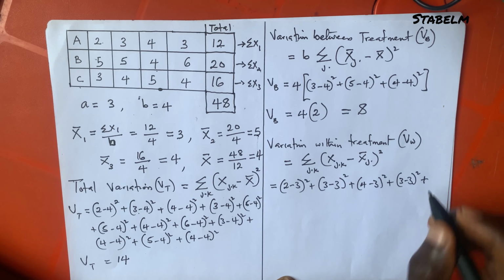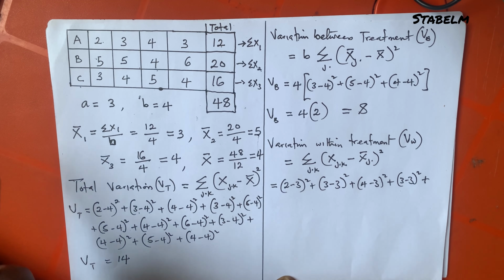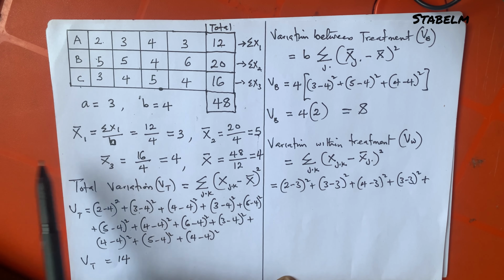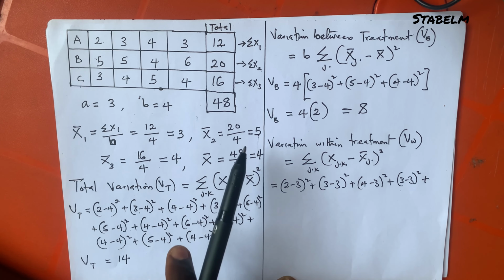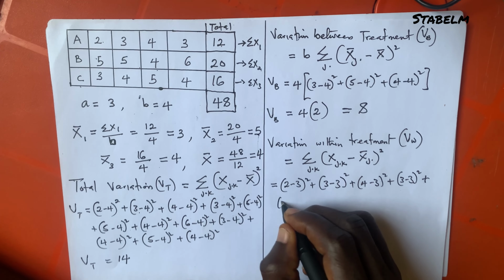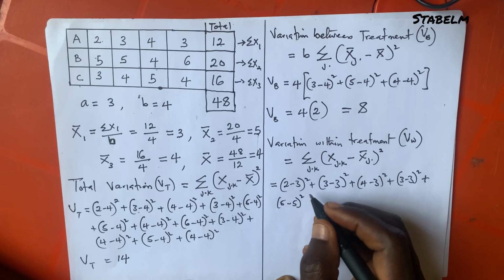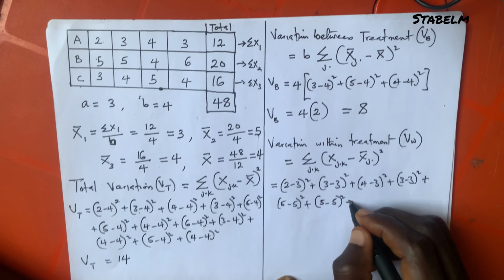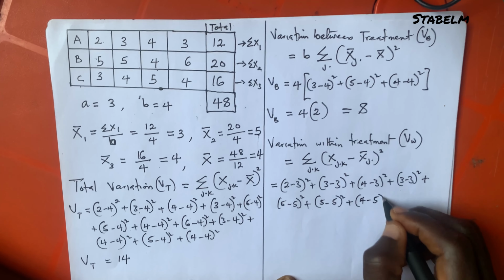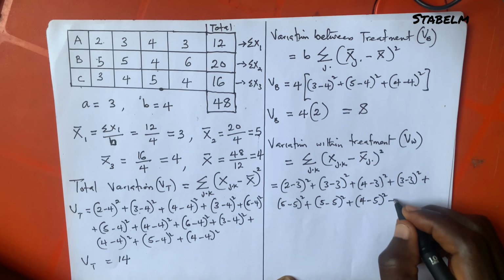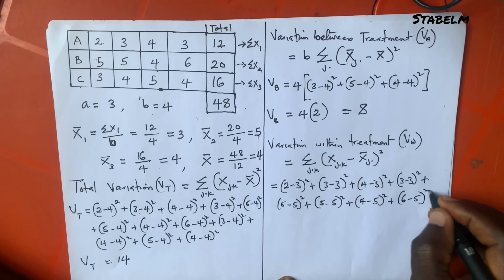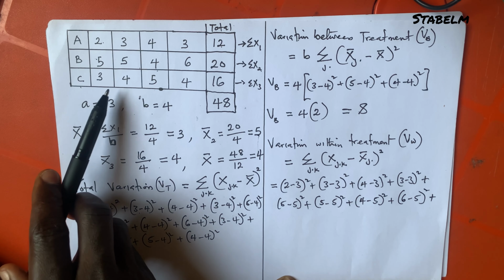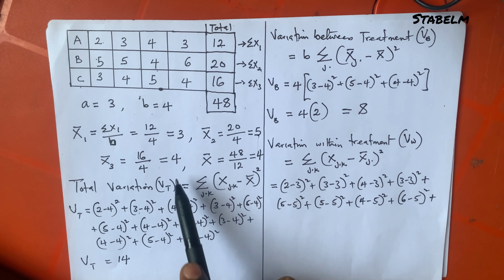Then plus, we've exhausted the first row. Now we need the second row. Each value in the second row minus the mean of the second treatment, which is 5. So we say 5 minus 5 squared plus 5 minus 5 squared plus 4 minus 5 squared plus 6 minus 5 squared plus, now the third row, we have 3, 4, 5, 4 minus the mean of the third row, which is 4.